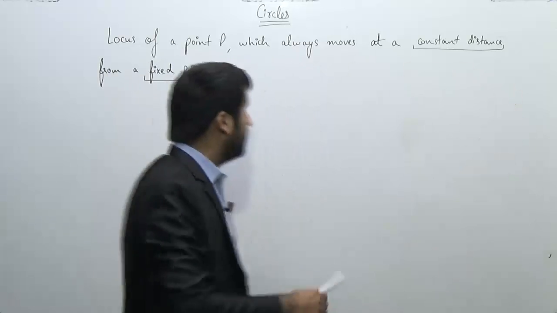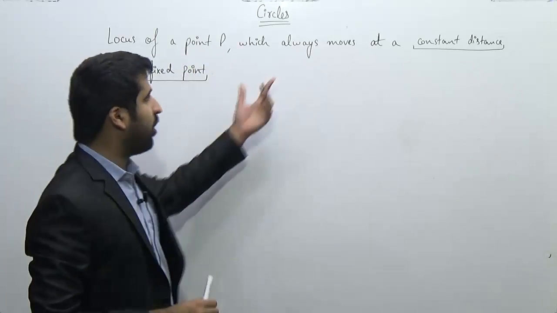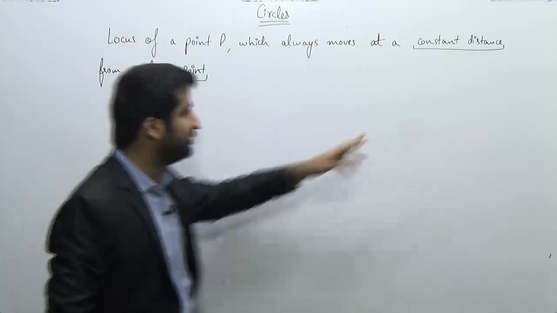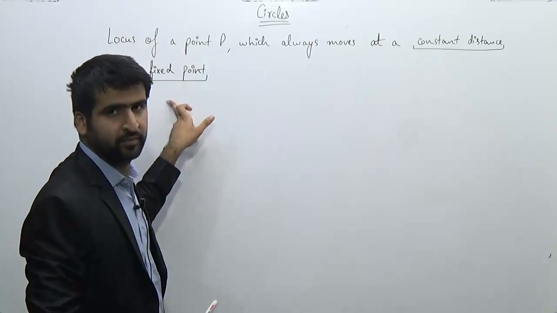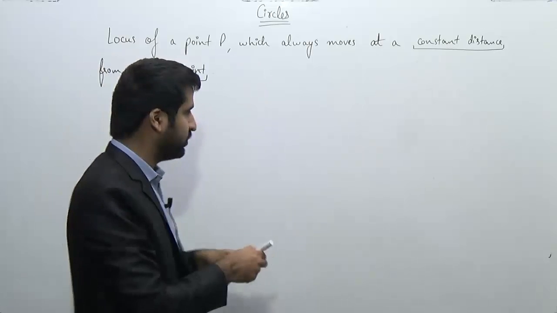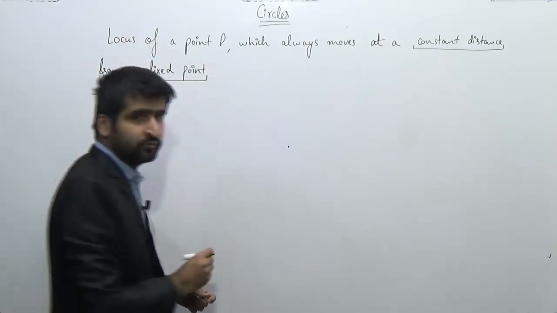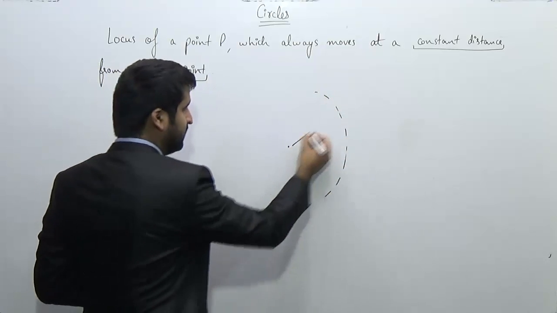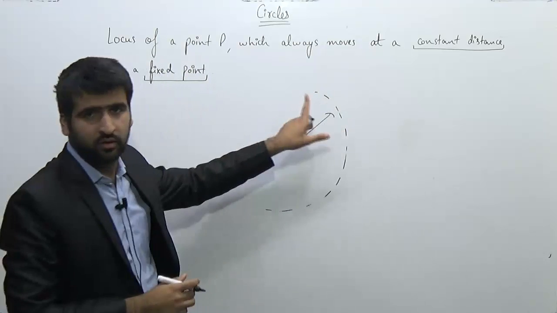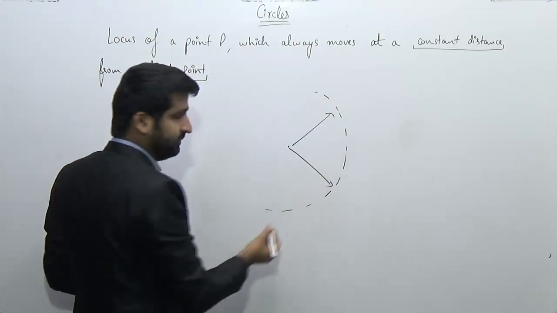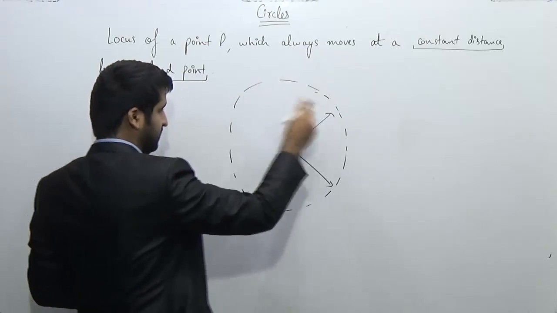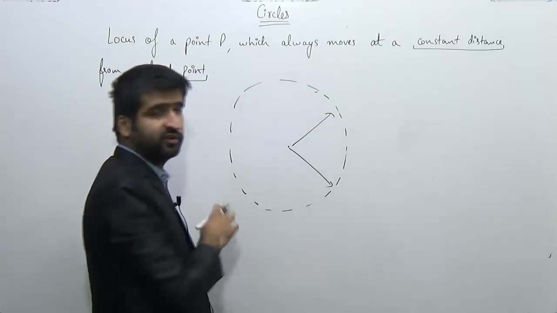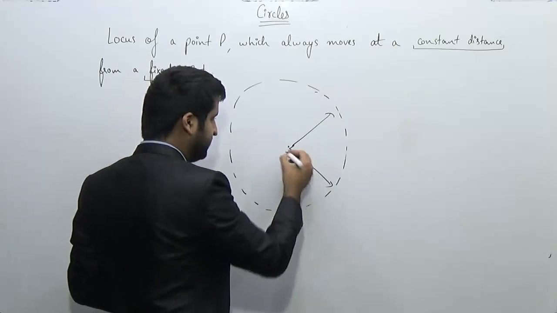Through the definition first. A circle is a locus of a point P which always moves at a constant distance from a fixed point. I have underlined two terms over here, constant distance and a fixed point. So let's see this thing geometrically. What's happening here is we have a fixed point over here, and we have a point P which is moving such that it is at a constant distance, let's say some fixed distance, from this fixed point. Its distance is always this much only. So we can say that its locus becomes a circle. So this figure gives us a circle.